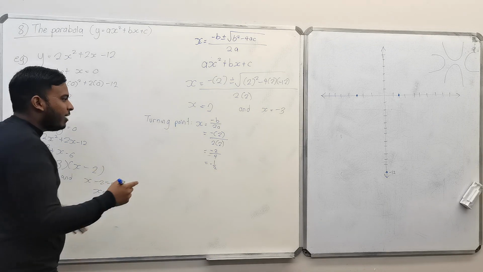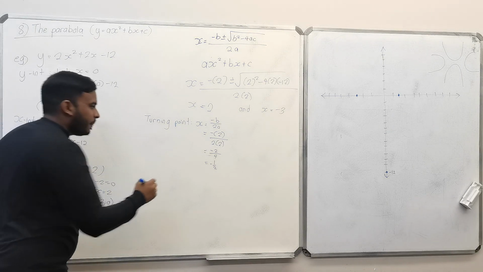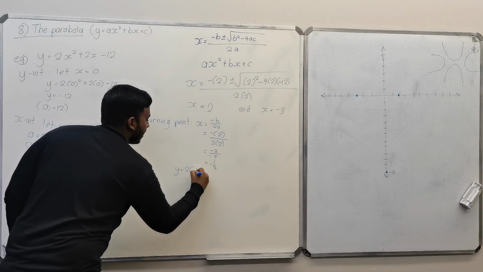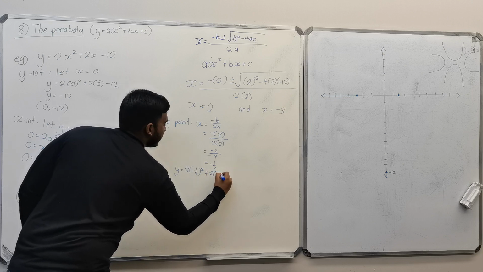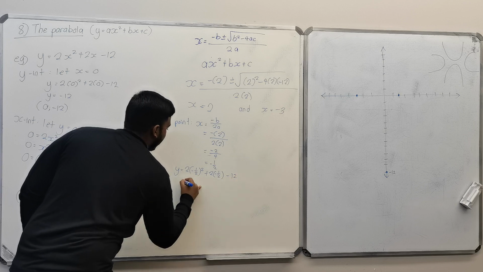Right? Your y value, you basically substitute it back into the equation. Okay? So the y value would be equal to 2 times minus half squared plus 2 times minus half minus 12.